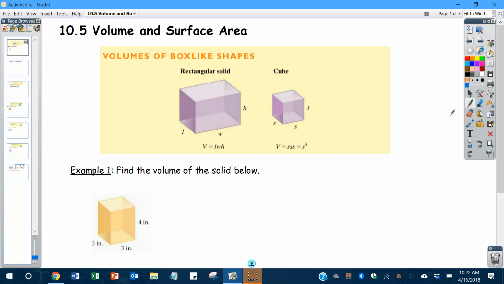This is Daniel Coosbury, and in this lecture, we're continuing to look at geometrical properties, and we're focusing on volume and surface area. So now we're dealing with three-dimensional objects.